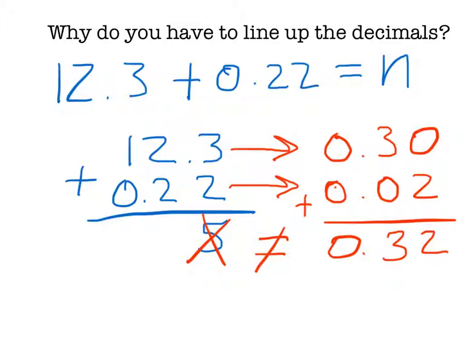So the reason you have to line up the decimal points is because when you line up the decimal points, you line up the place values properly. Right now we have the tenths place lined up with the hundredths place, and we have the ones place lined up with the tenths place, and we have the tens place lined up with the ones place, and that won't work. So that's why you have to line up the decimal points, so that you end up adding the right place values to each other.